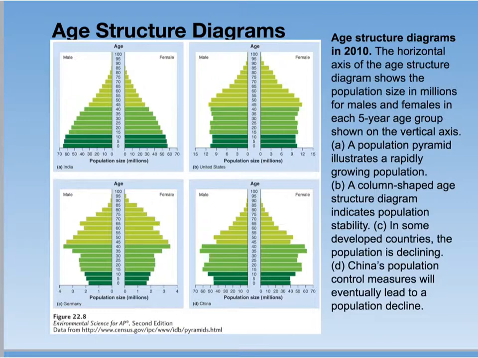A country with a greater number of older people than younger people has an age structure diagram that resembles more of an inverted pyramid. You can see Germany here. It's starting to resemble that. It's countries like Germany, Russia, and a few other developed countries where this pattern has taken place. The most dramatic one that is not on here that I know of is Italy. Italy is almost a completely inverted pyramid.